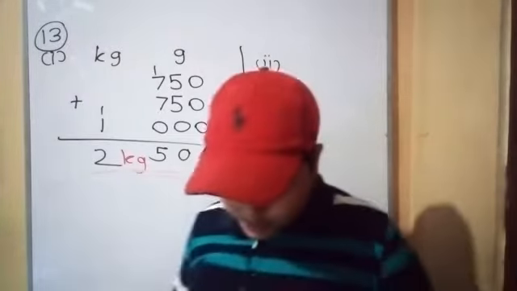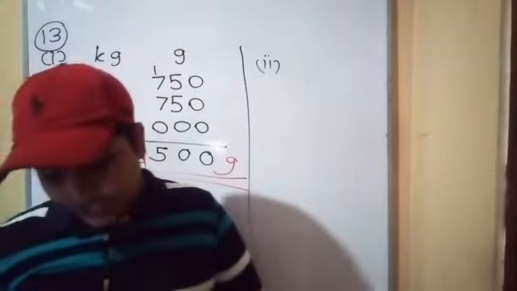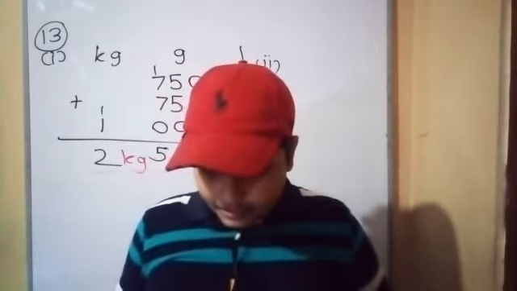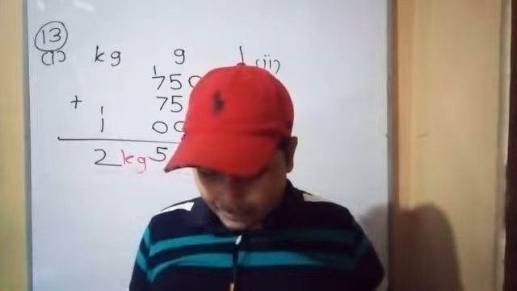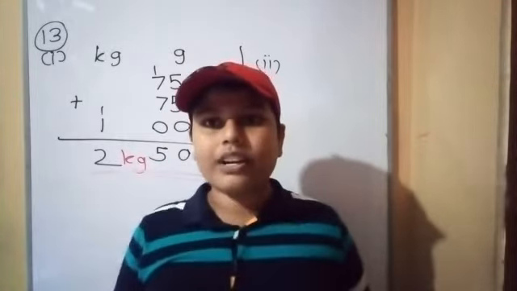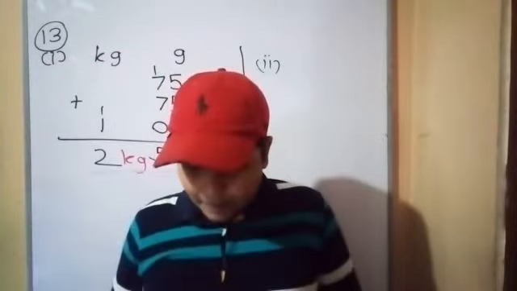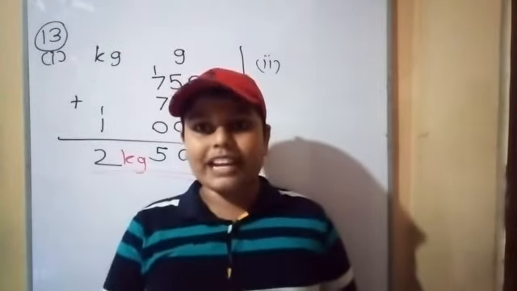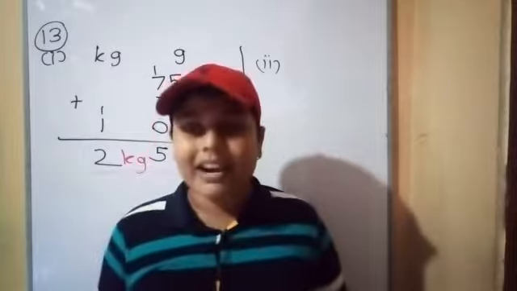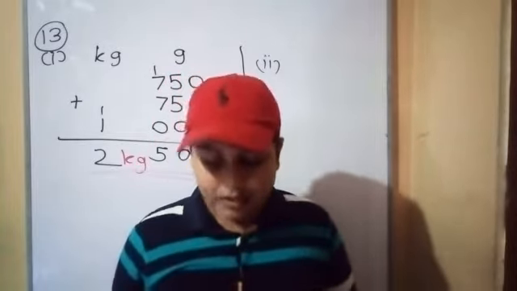The second one: the mass of the mixture after adding water is 3 kilograms 750 grams. What is the mass of the added water? Now the mass of the mixture after adding water is 3 kilograms 750 grams. What is the mass of the added water?